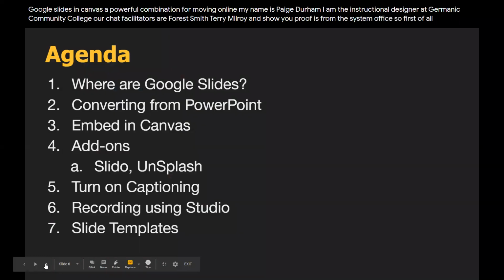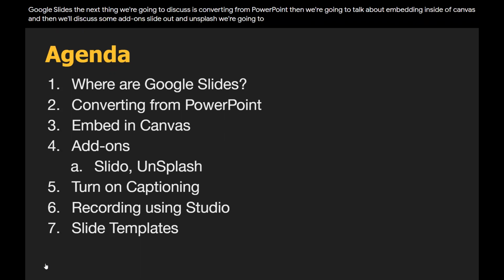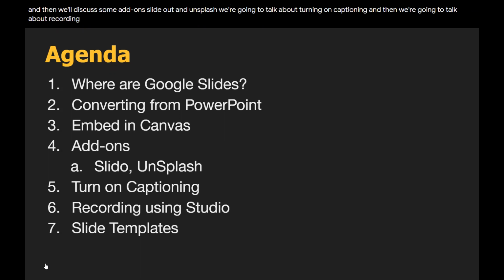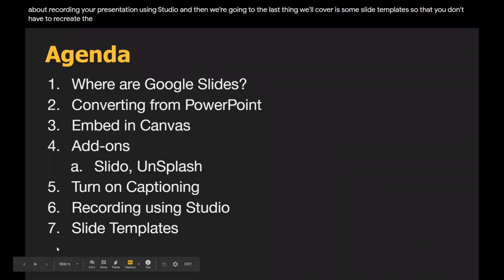So first of all, where are Google Slides? The next thing we're going to discuss is converting from PowerPoint. Then we're going to talk about embedding inside of Canvas. And then we'll discuss some add-ons, Slido and Unsplash. We're going to talk about turning on captioning. Then we're going to talk about recording your presentation using Studio. And then the last thing we'll cover is some slide templates so that you don't have to recreate the wheel.